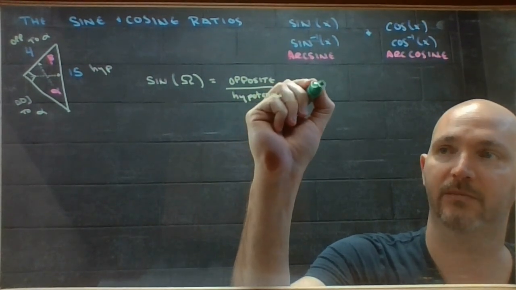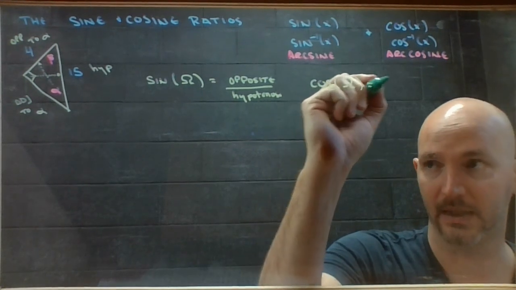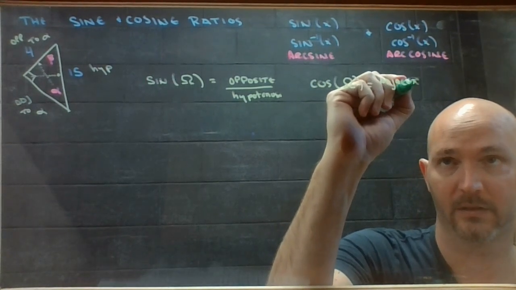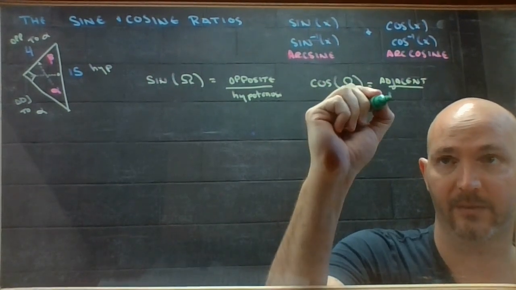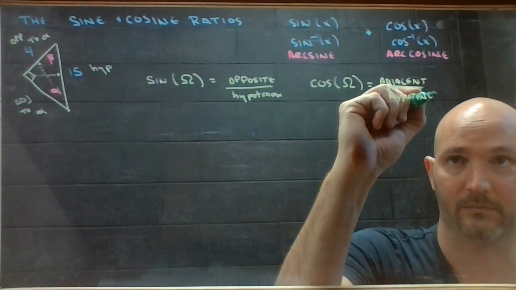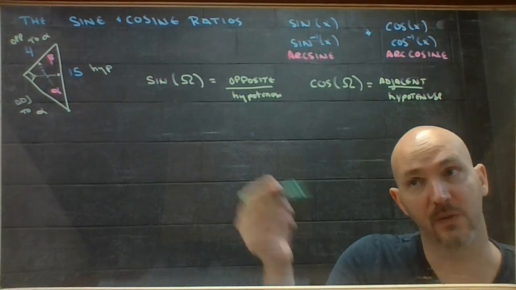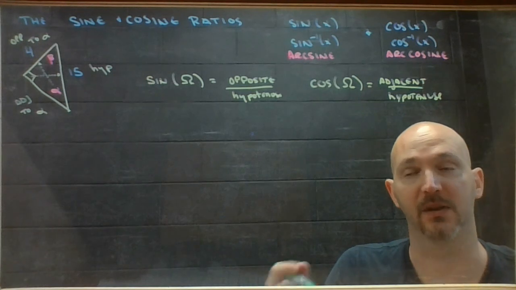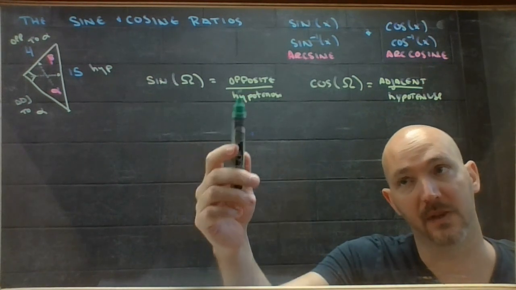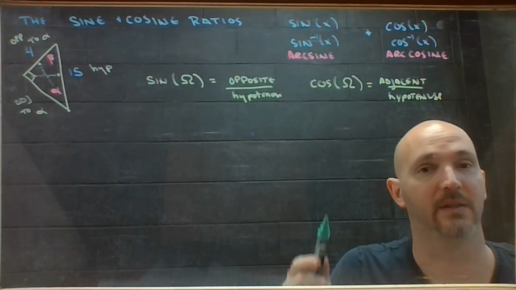and the cosine of any angle is the adjacent side over the hypotenuse. So these two ratios actually use a number for the hypotenuse, unlike the tan ratio. Difference between them, the second side you use for sine is the opposite side. The second side you use for cosine is the adjacent.